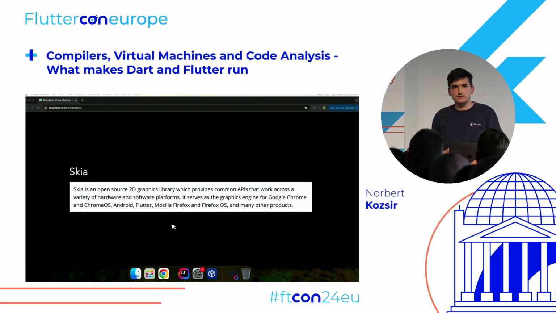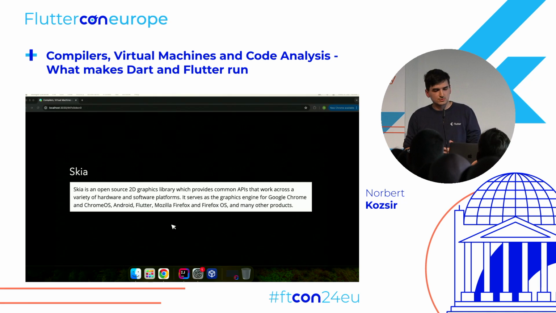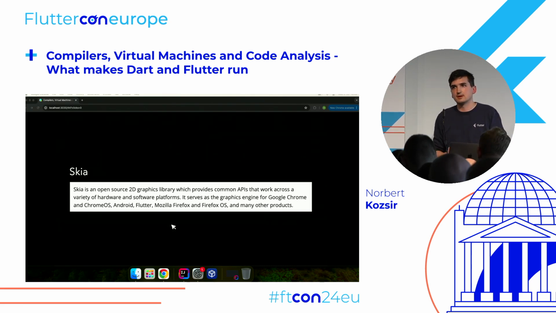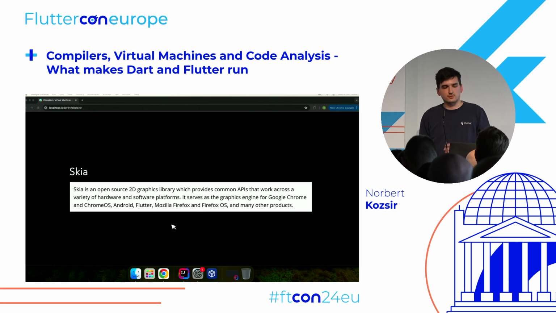You may have heard Flutter runs on Skia. And by looking at the website, Skia is an open source 2D graphics library which provides common APIs that work across a variety of hardware and software platforms. That means Skia is kind of this library that makes it easier to work with graphics, working on different platforms, on different hardware, on different graphics cards. And that's what Skia does.